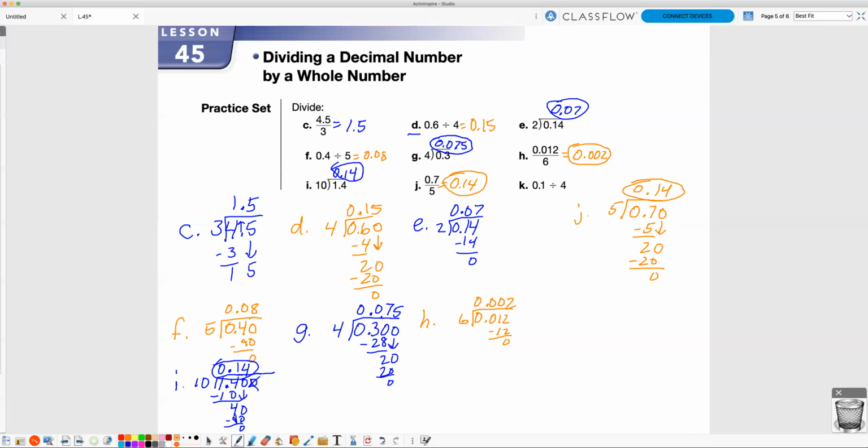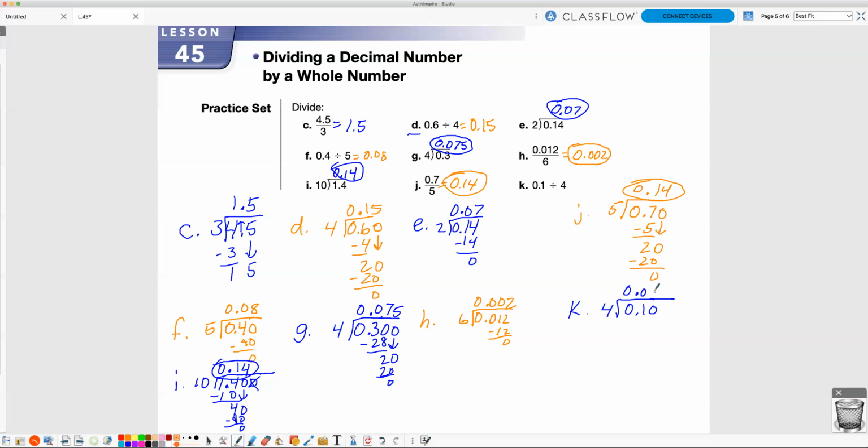And letter K. 1 tenth divided by 4. That looks like this. 1 tenth divided by 4. I'm just going to extend this out and add that for good measure. I might need to add another one, but let's check it out. So for letter K, I have 0 divided by 4 is 0. Decimal comes straight up in the answer. 1 divided by 4 is 0.